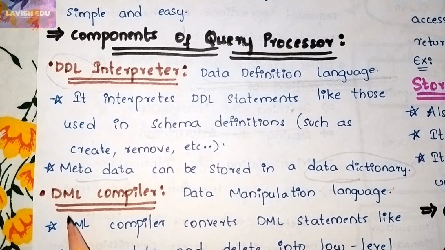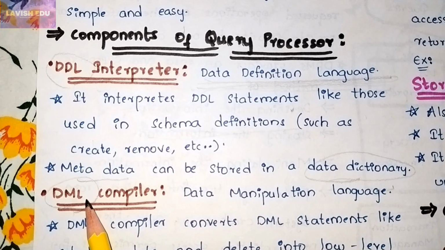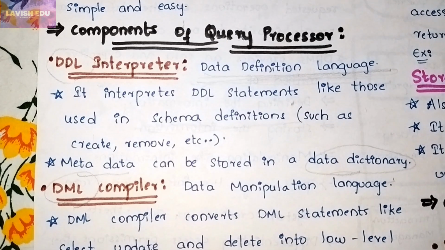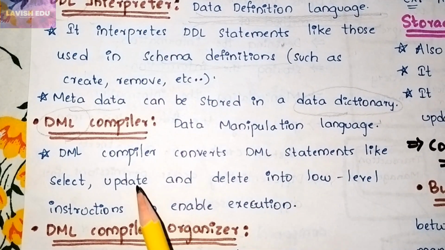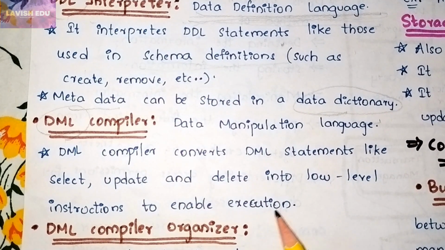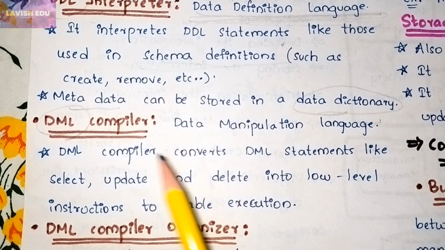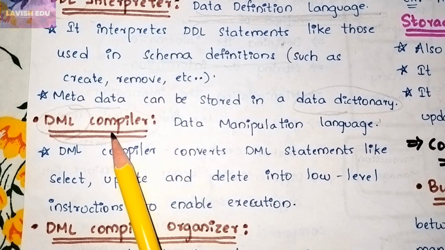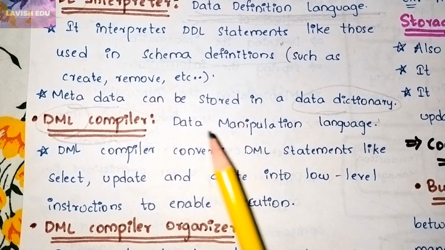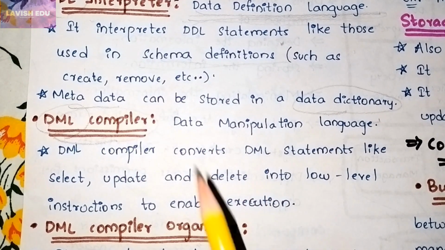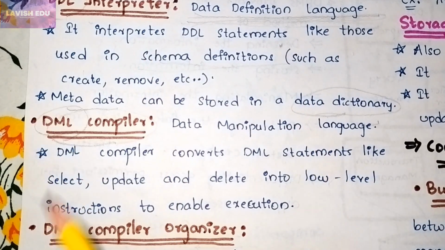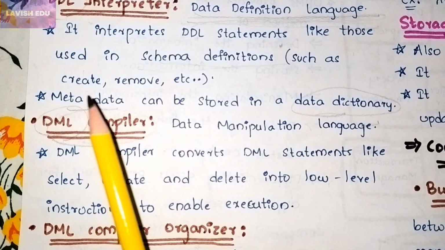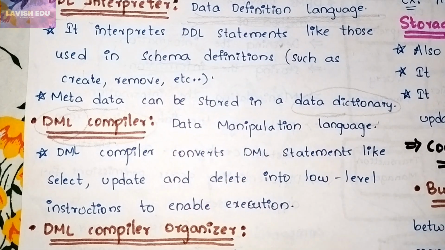And then the DML compiler. DML stands for data manipulation language. The DML compiler interprets DML statements like select, update, and delete into low level instructions to enable execution. So the DML compiler identifies DML statements like select, update, and delete, and the DDL interpreter identifies DDL statements like create, remove, etc.